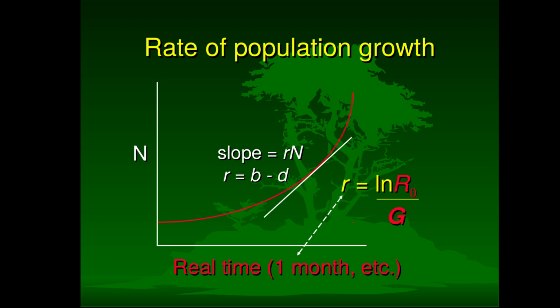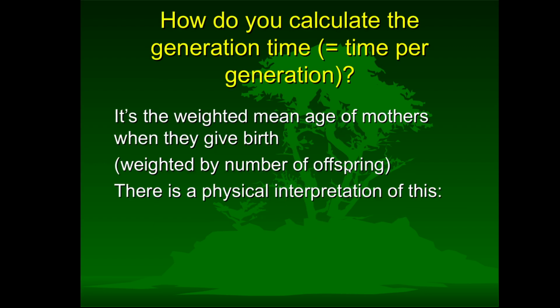Okay, so how do we calculate generation time? Well, there's an easy approximation and a hard way, and we'll just use the easy approximation in this course. So the generation time of any population, or in other words, the number of months or years per generation, is the weighted mean age of mothers when they give birth, weighted by the number of offspring.